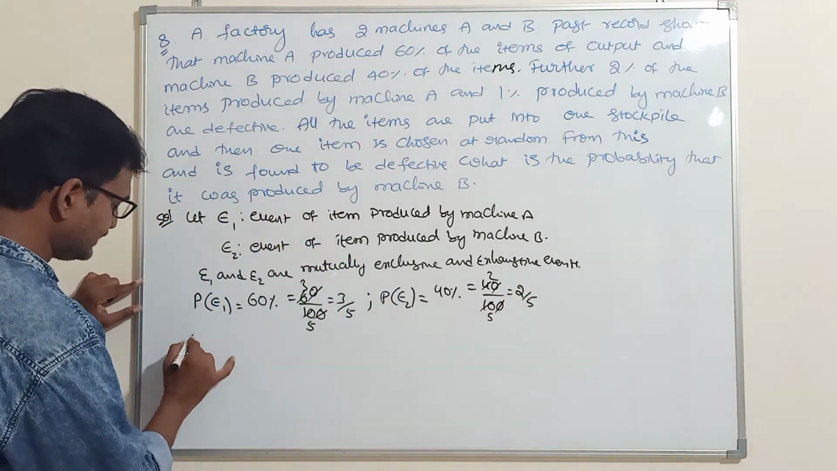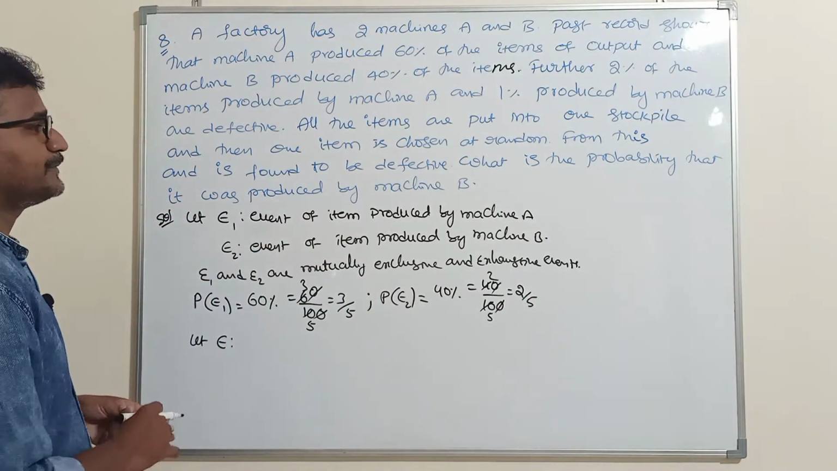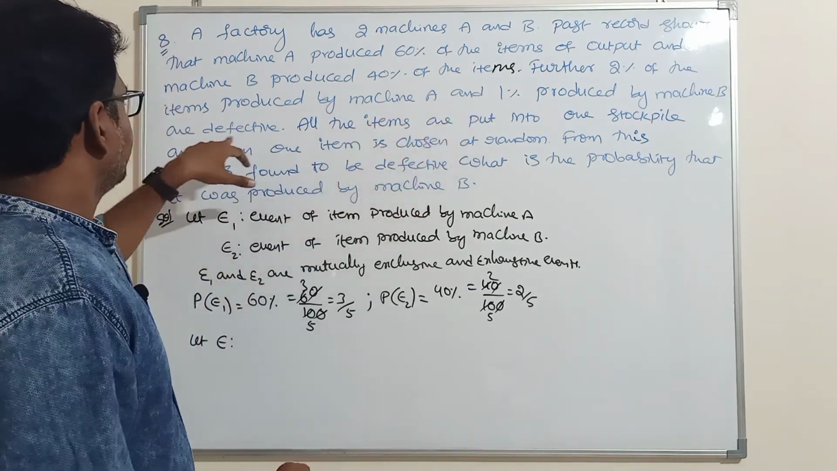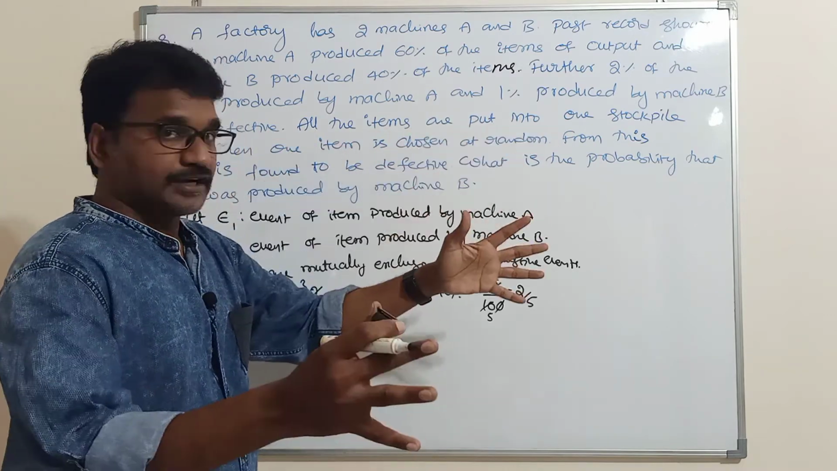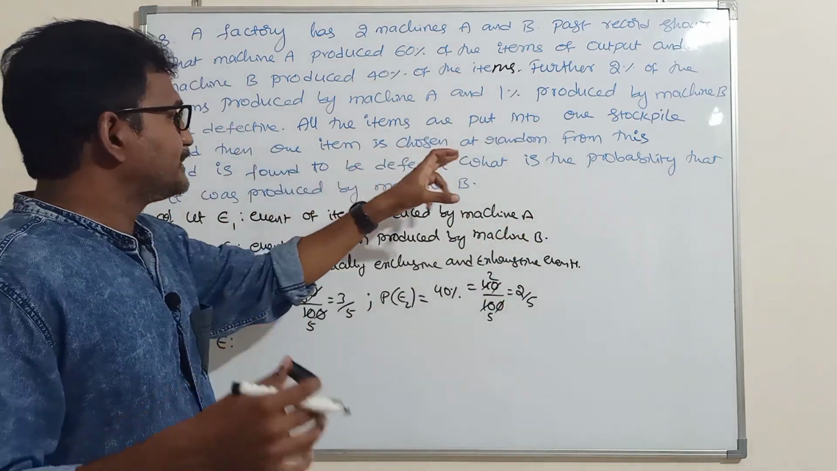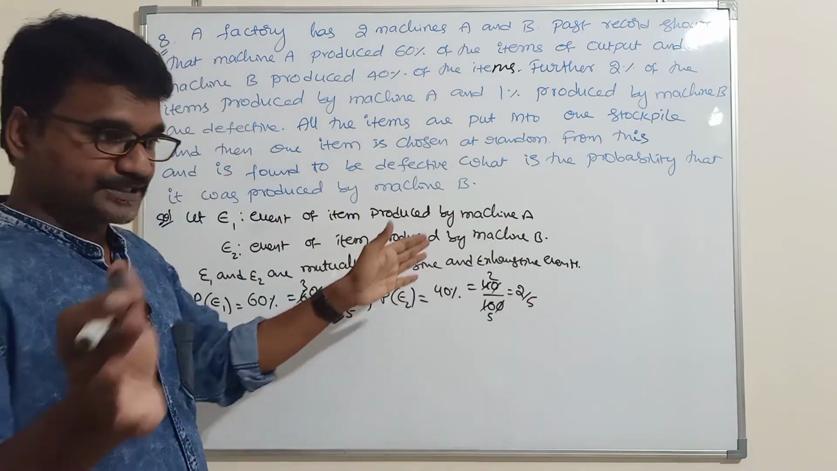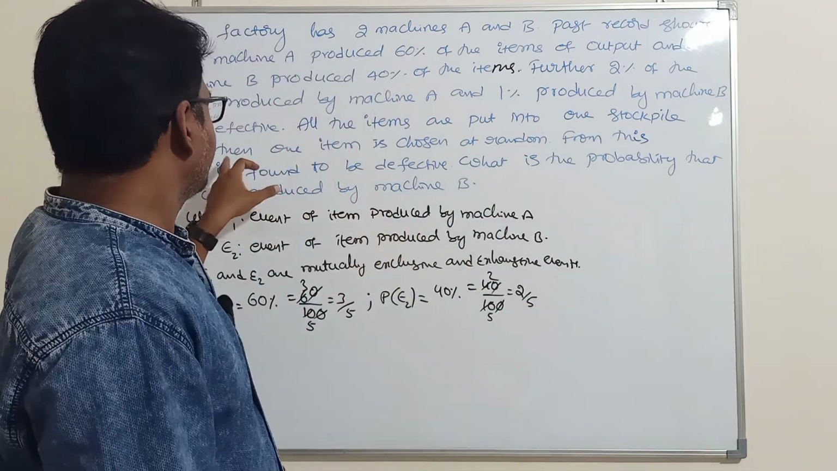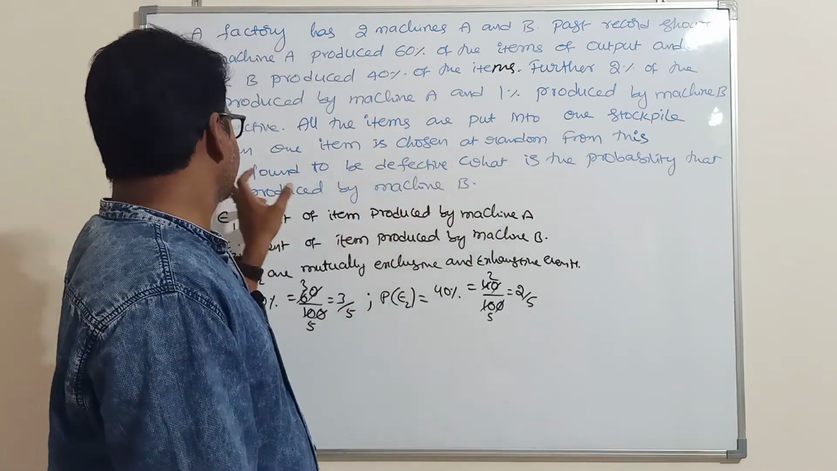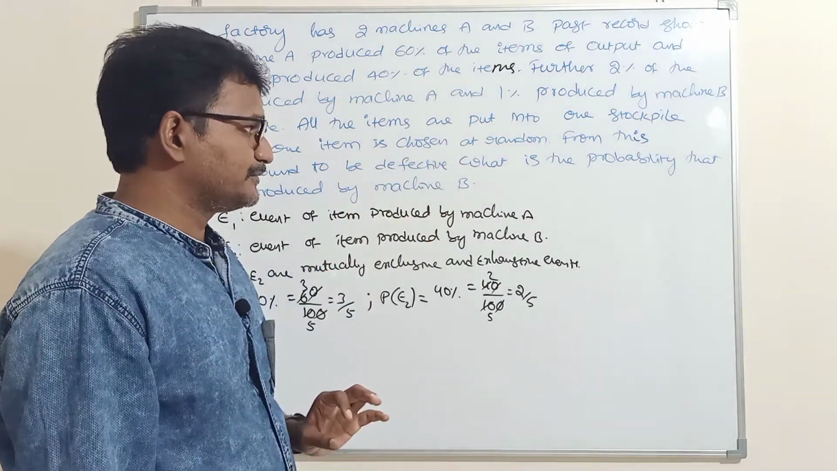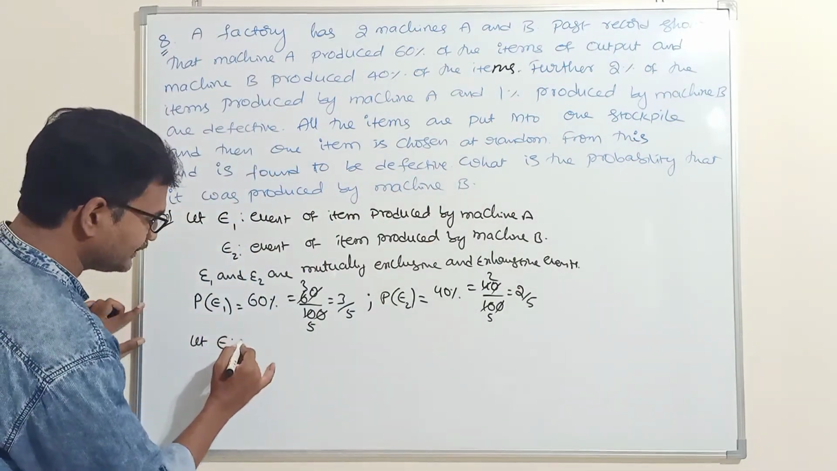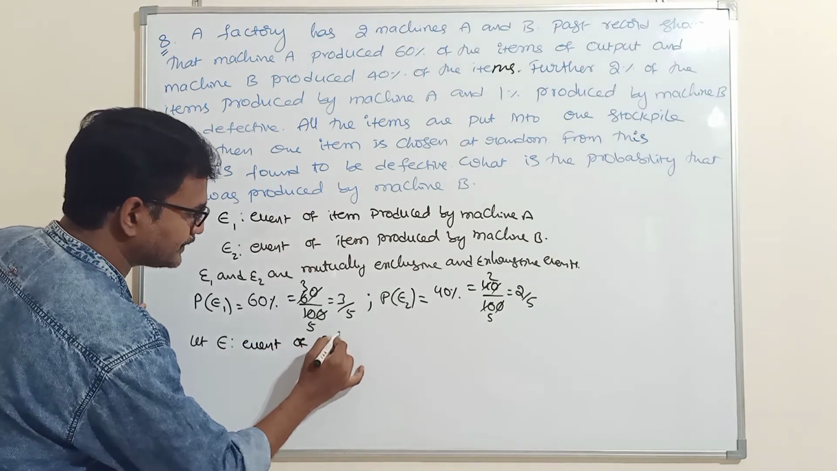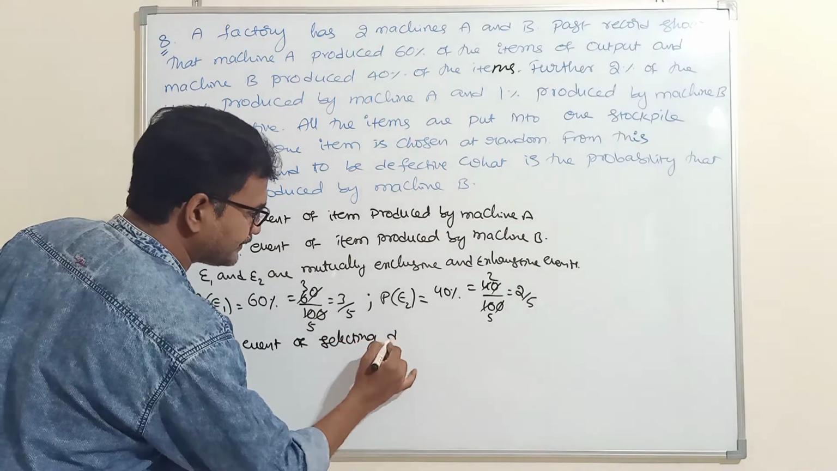Next, what is the next event E? From this, it is found to be defective. All the items are put into a stockpile and then one item is chosen at random. All items of machine A and machine B we kept in the stockpile and we randomly pick one item from this and it is found to be defective. So what is event E? Event of selecting a defective item.